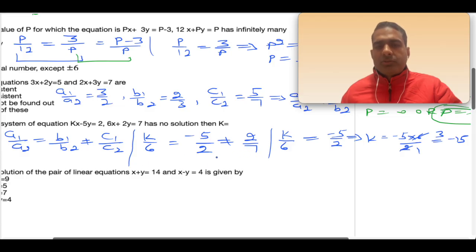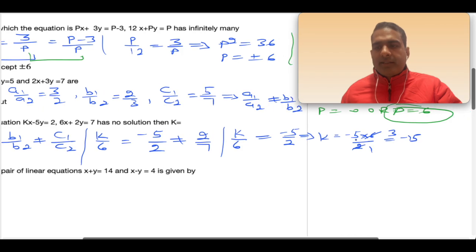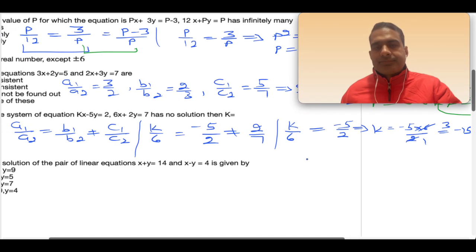So we took the first two equations to make them equal. So k by 6 is equal to minus 5 by 2. We cross multiplied. 6 went to the numerator and it became minus 5 into 6 divided by 2. So we cancelled 6 by 2, 3. So the value of k came out to be minus 15.